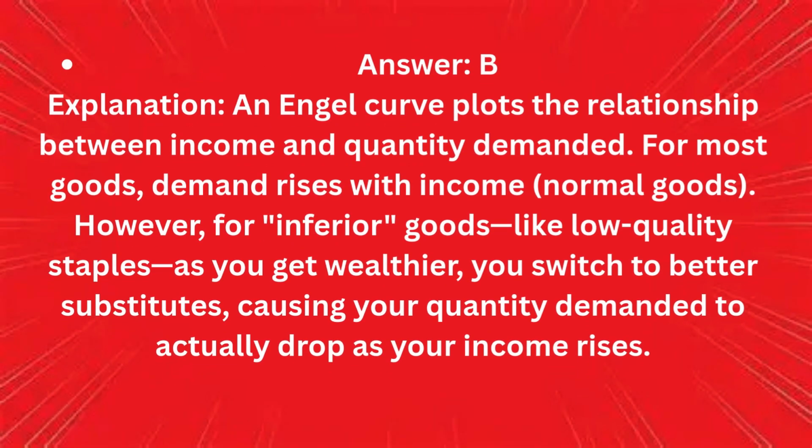Answer, B. An Engel curve plots the relationship between income and quantity demanded. For most goods, demand rises with income, normal goods. However, for inferior goods, like low-quality staples, as you get wealthier, you switch to better substitutes, causing your quantity demanded to actually drop as your income rises.